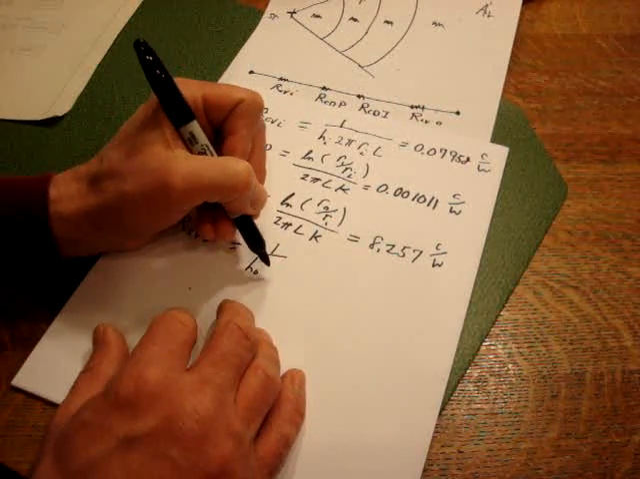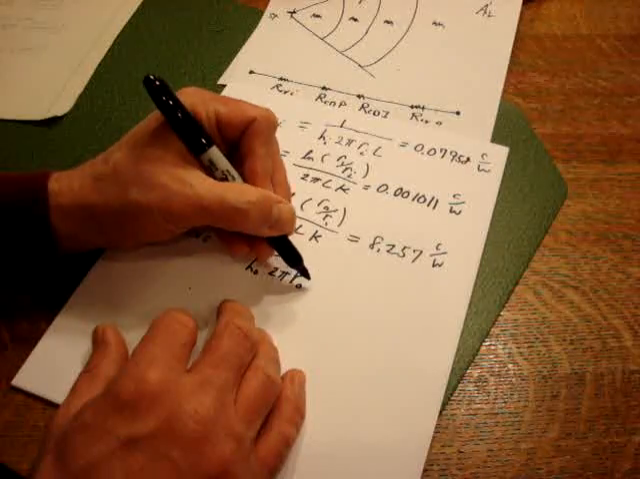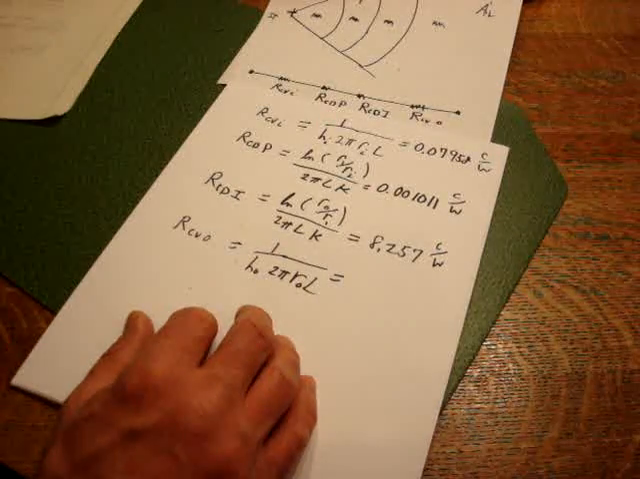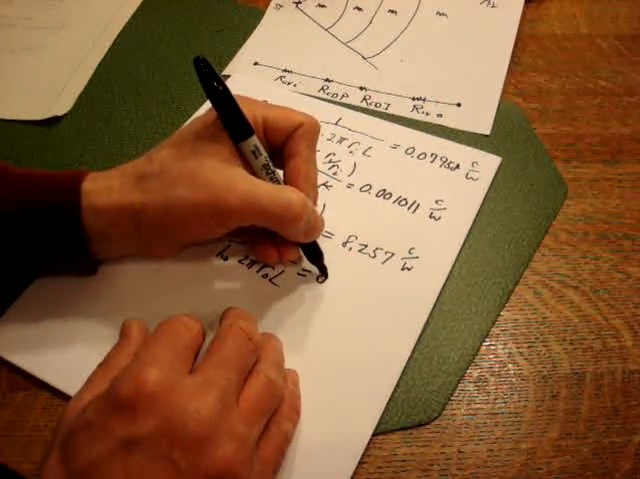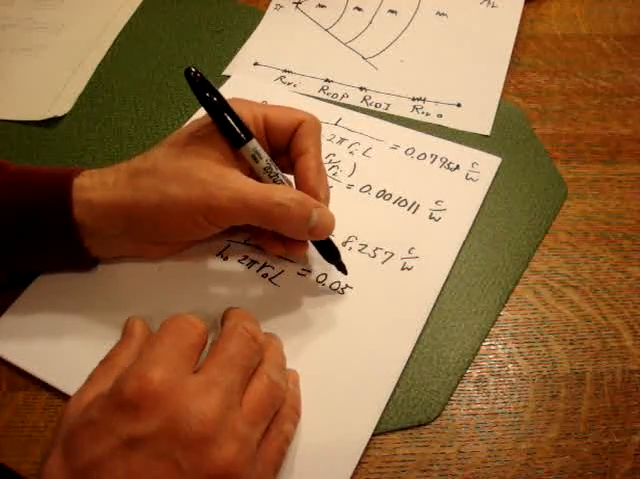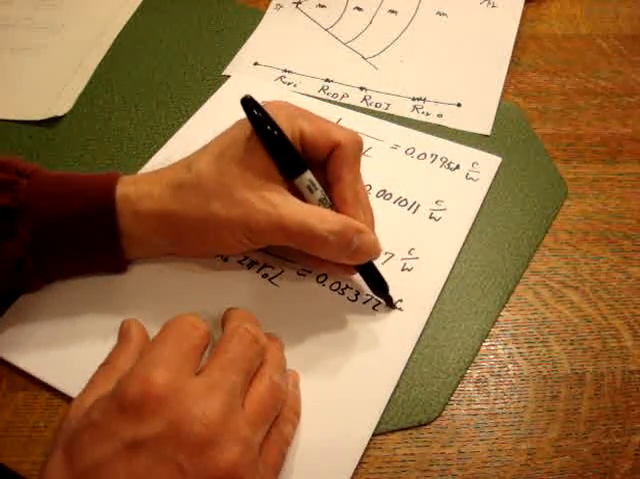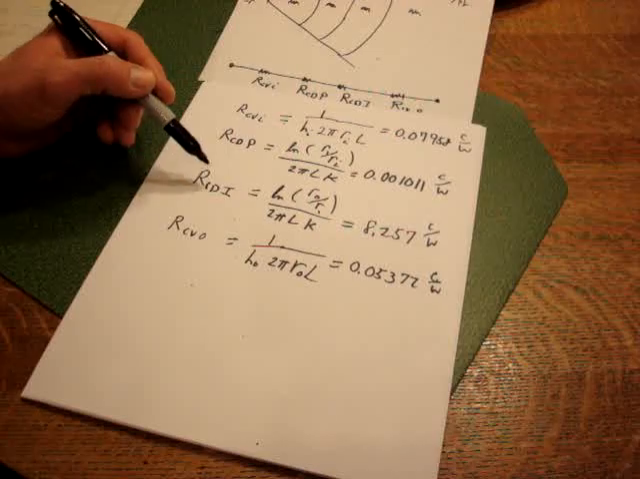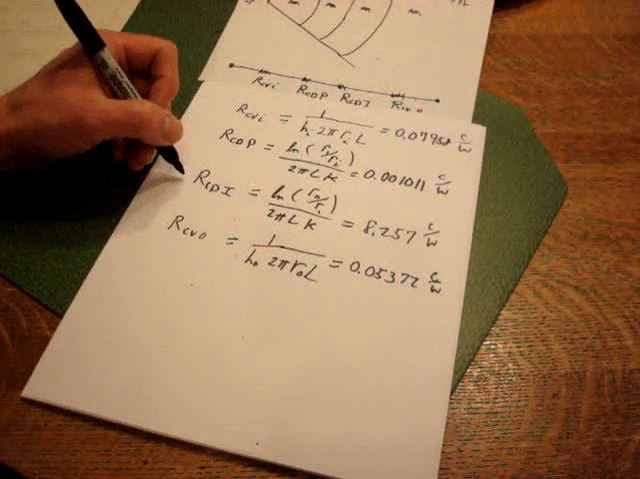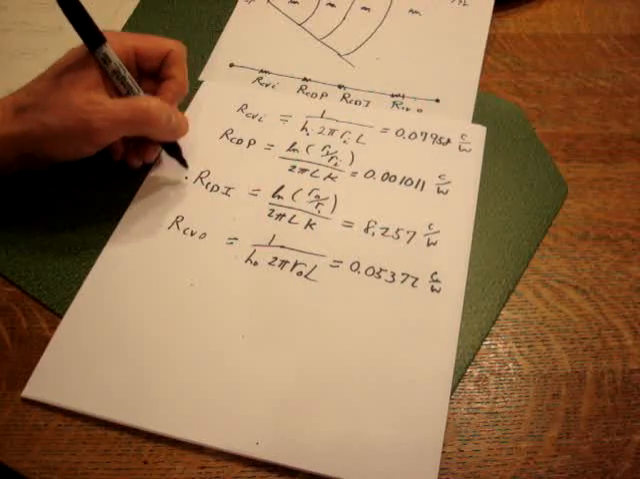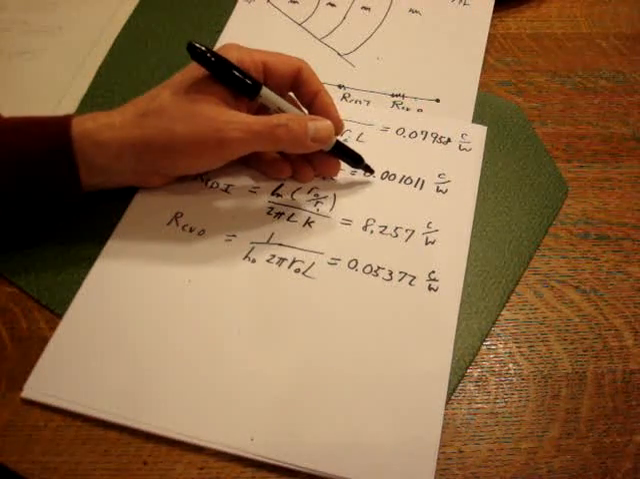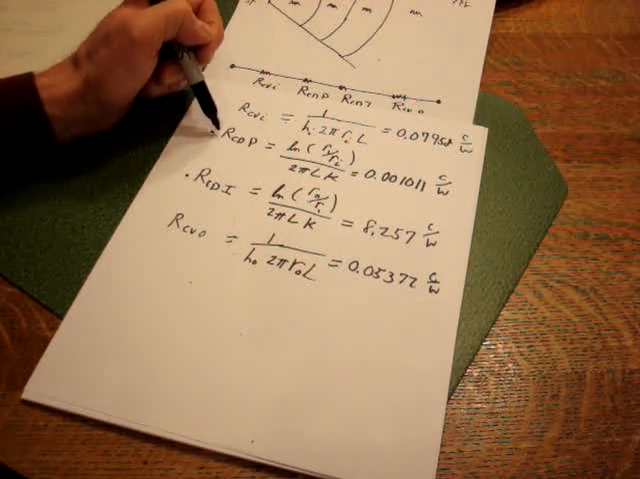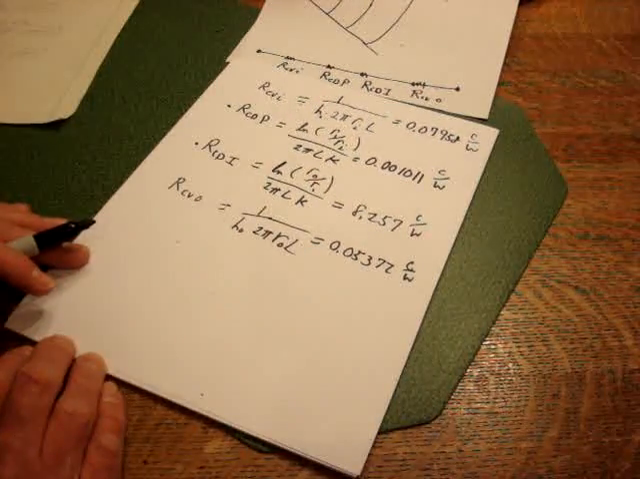And then R convection on the outside again is 1 over H on the outside, 2 pi R on the outside L. If you put your numbers in there and crunch that out, you'll get 0.05372 Celsius per watts. Now if you look at the resistance of all these, notice the thermal resistance of the insulation is orders of magnitude higher than the pipe. And typically in this situation we can just neglect the resistance due to the pipe because it's so small. But for purposes of the illustration we'll include it here.